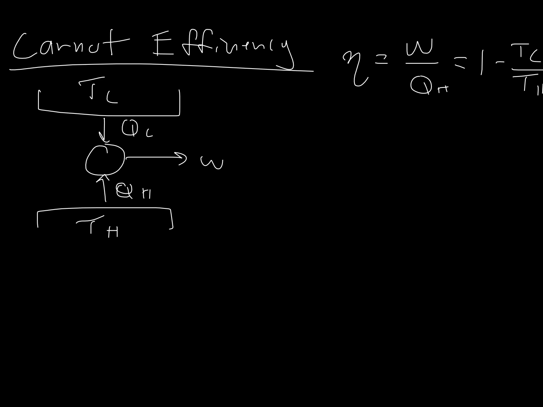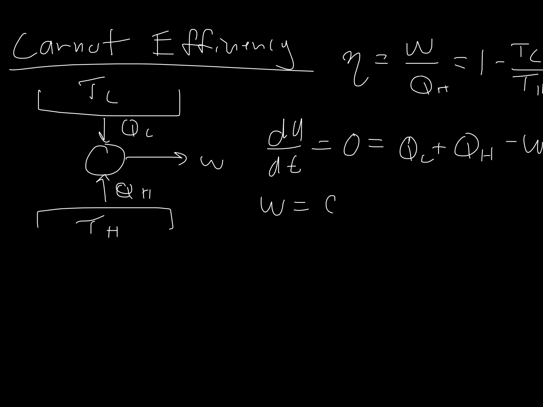So the energy balance, dU/dt is equal to, what is our approximation, or what is this equal to? It's a steady state process, so this is 0. And then all we're doing is keeping tally of what's going in. So we've got QC plus QH minus W. That's our energy balance. So in this case here, W is equal to QC plus QH.